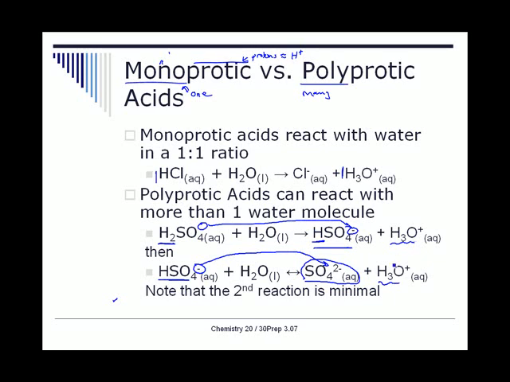Note that the second reaction is minimal, or it's less. See this 2-headed arrow? Not every single one of those hydrogen sulfate ions will react with water to produce a hydronium ion. So it's not quite a 2-to-1 ratio. It's somewhere in between.